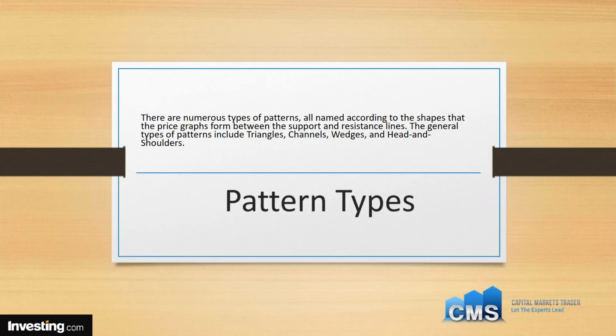Now, there are many different types of patterns, and they're all named according to the price graphs formed between the support and resistance lines. Now, the most popular are known as triangles, channels, wedges, head and shoulders, pennants, and flags.